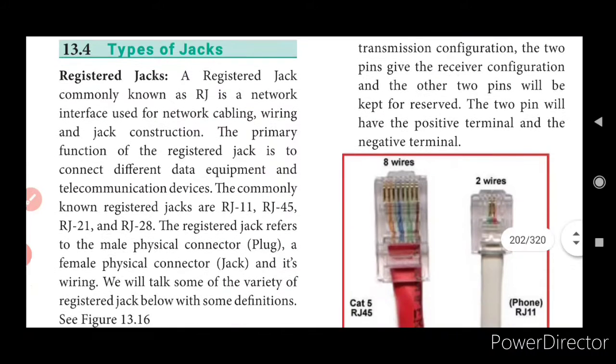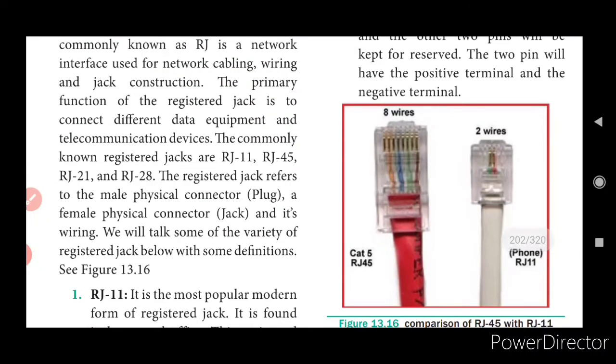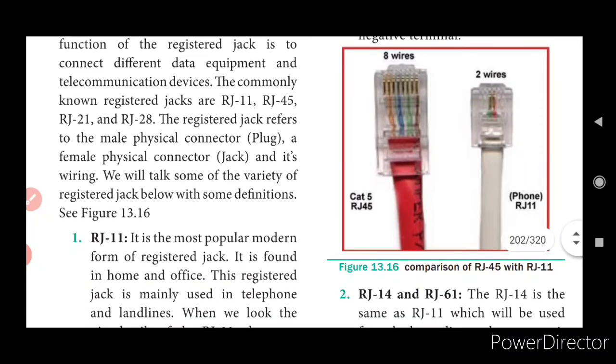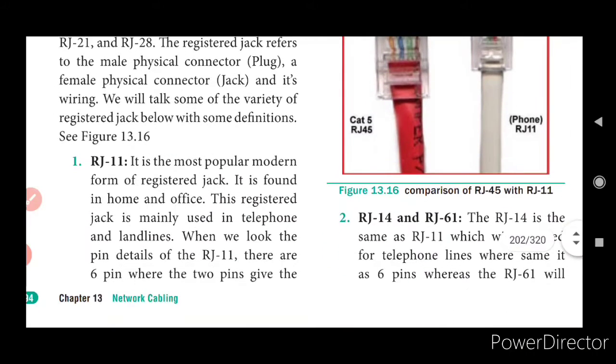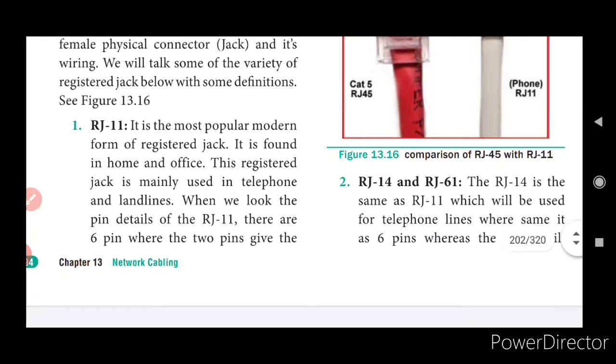The commonly used register jacks are RJ11, RJ45, RJ21, RJ28. These jacks refer to a male physical connector and a female connector and its wiring. We will talk about some of its varieties below. One is going to be RJ11. This is going to be the most common, most popular modern form of register jack. It is found in homes and offices. It is mainly used for telephones and telephone lines.